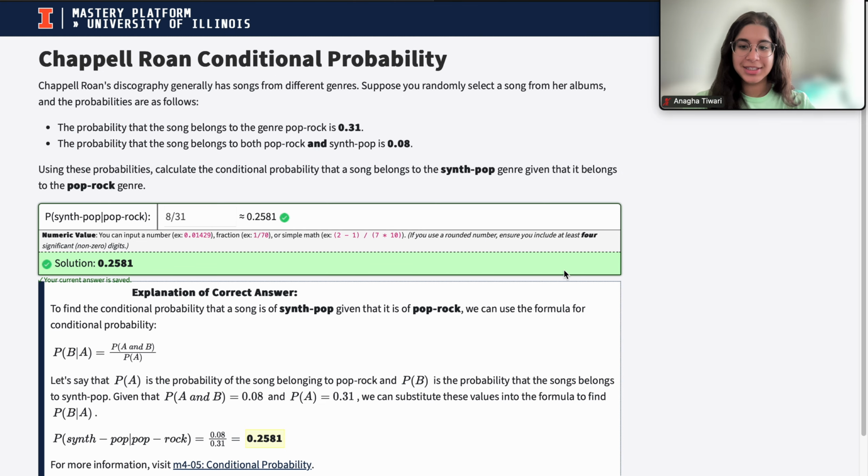And that is correct. So I hope this video was helpful. You know, it's pretty easy as the probabilities are already given, right? The only thing we need to be aware of is the formula.